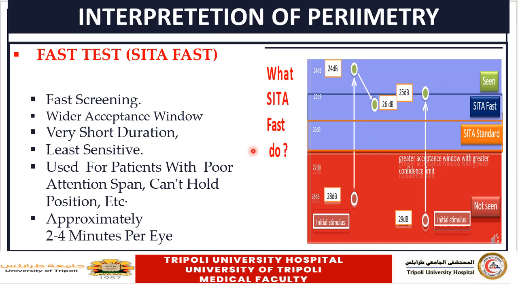In SITA fast, it is the same as SITA standard. However, the acceptance interval for the stimulus has been increased. Now, if this line represents the acceptance interval for SITA standard, and this interval represents the acceptance interval for SITA fast, then if the stimulus falls in this area, following SITA standard we would regard this stimulus as beyond the acceptance area. But in SITA fast, it is within the acceptance area. So the machine will accept this as the threshold value.